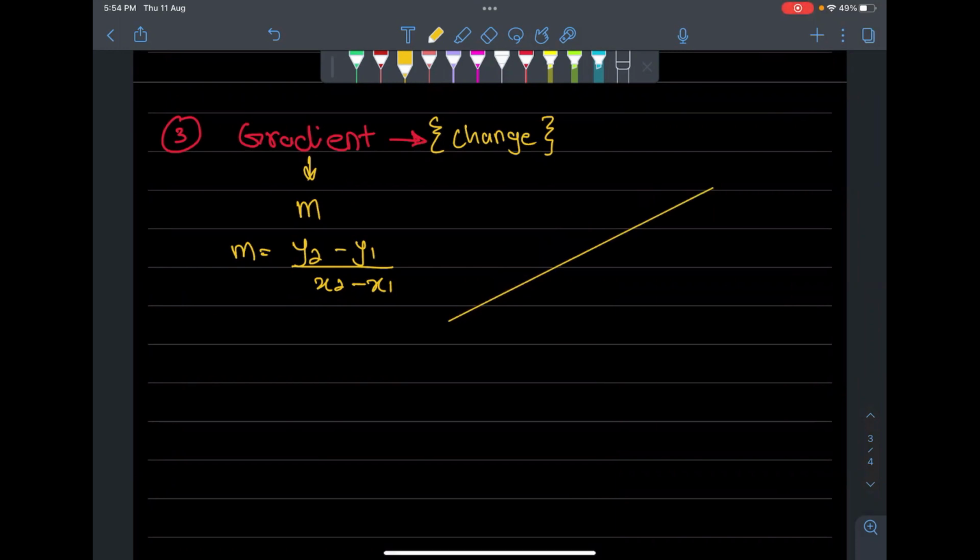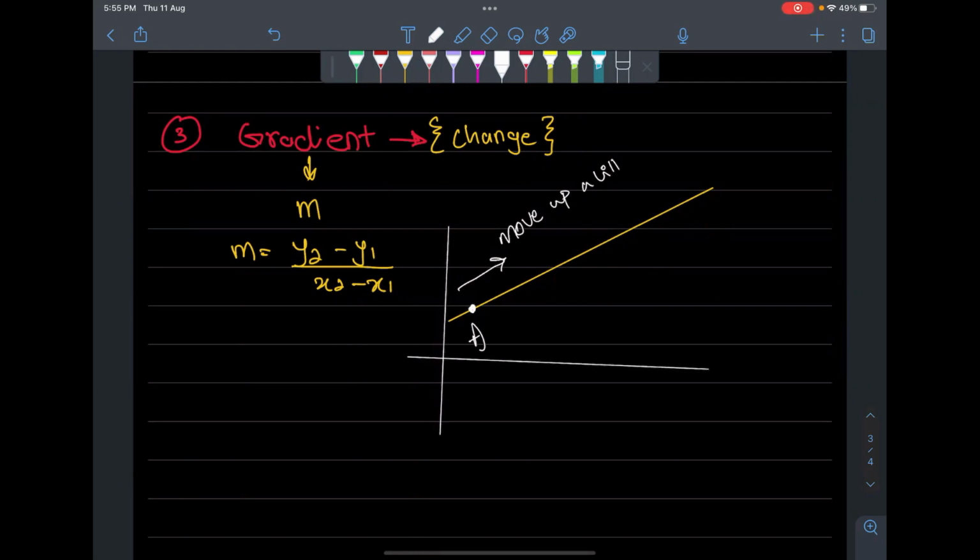Have you ever in your life moved up a hill? When you move up a hill, you can notice one thing. For example, I was standing here, at A. Now, if I make a Cartesian plane, x-axis and y-axis, why am I making that? Because the x-axis and y-axis can track horizontal and vertical movement.